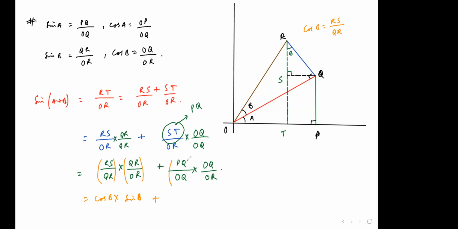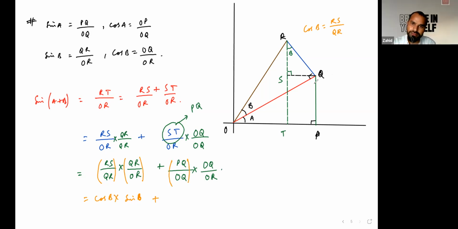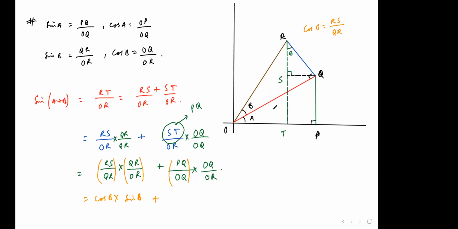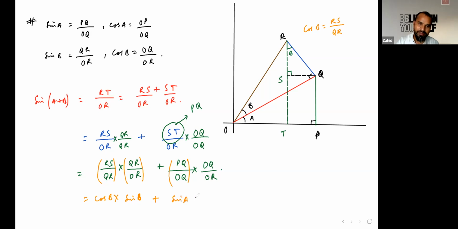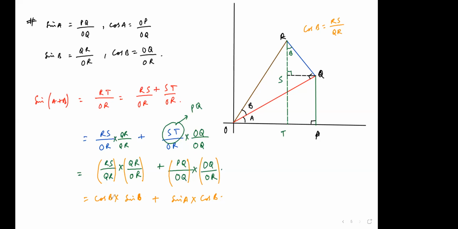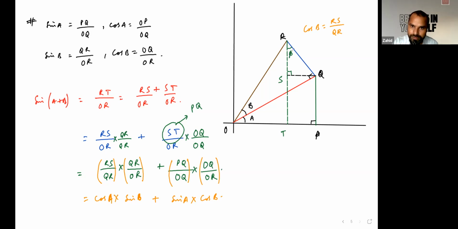plus PQ over QR. PQ means this particular part, perpendicular over hypotenuse OR. It means sine of A times OQ over QR. OQ is base over this particular part and OR is hypotenuse, means cos of angle B. So it would be cos of A. I think there would be A in this particular segment. Now it is correct.